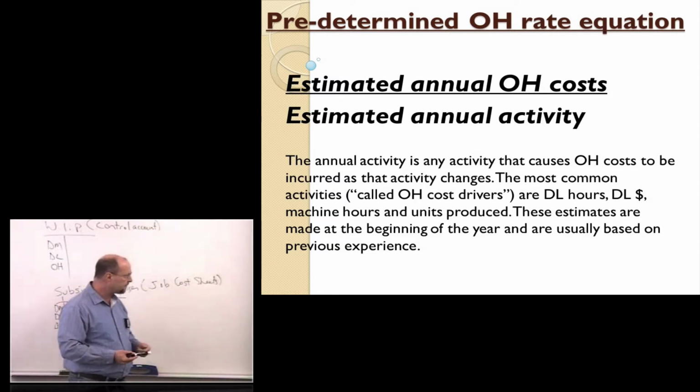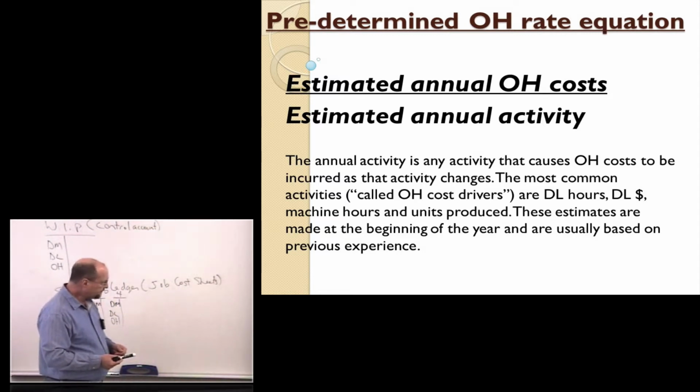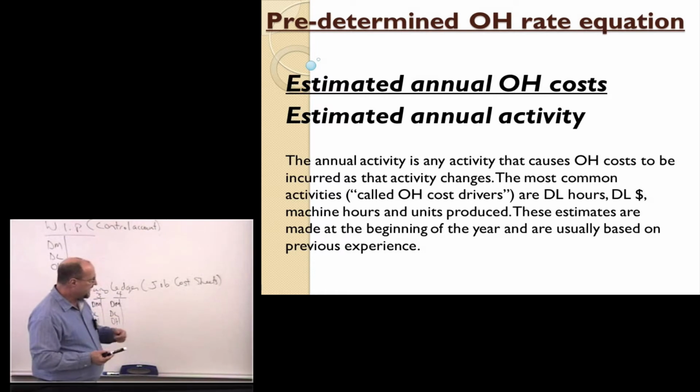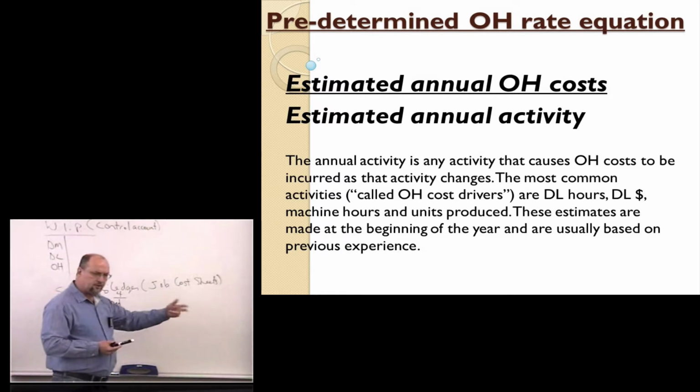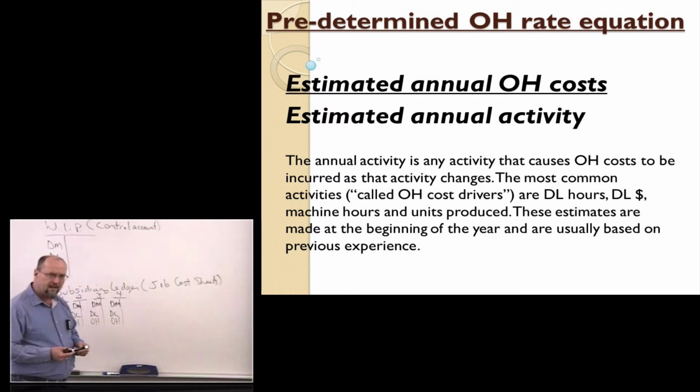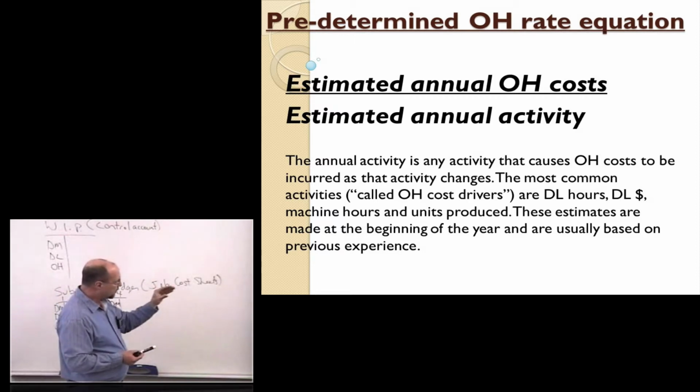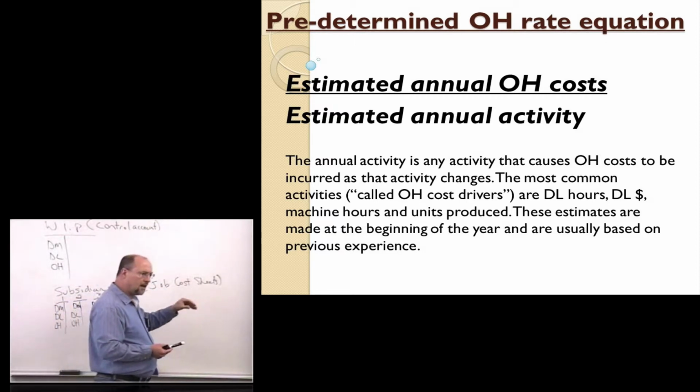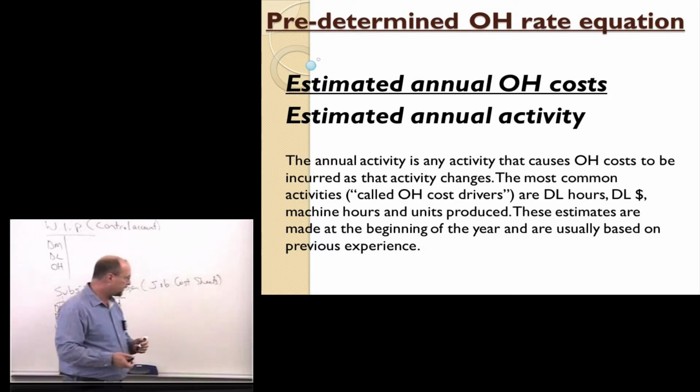There are others. So we decide on a cost driver, and the term we use is a cost driver, and this is the cause and effect relationship that we're going to use to apply overhead to work in process.